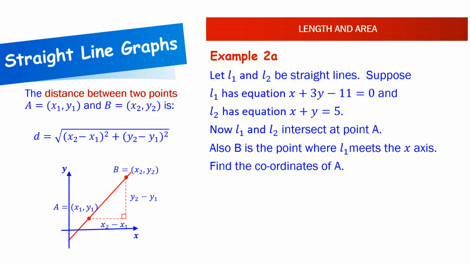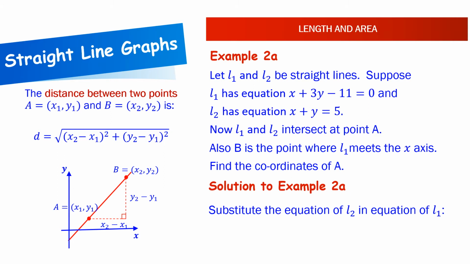So let's solve example 2a first, where we are required to find the coordinates of A. We substitute the equation L2 in equation L1 in order to find the point of intersection. So the equation L1 is of course x plus 3y minus 11 equals 0. L2 rearranged is x equals 5 minus y. So let's substitute 5 minus y in equation L1 here.